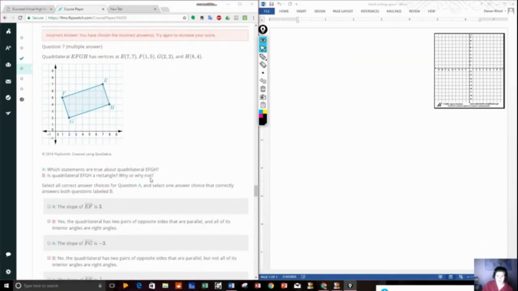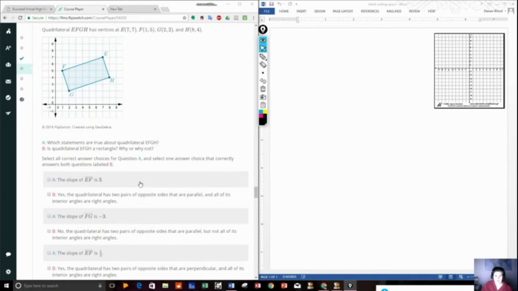And then we'll just talk through question 7. Is the quadrilateral EFG a rectangle? Okay, so in order for it to be a rectangle, what are the requirements? That's what we have to know. So let's look through the options for answer B.